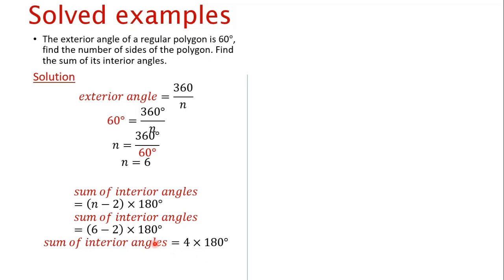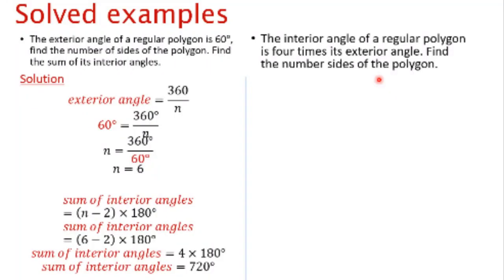Also, we know that the polygon has 6 sides. A 6-sided polygon has 4 triangles. So the sum of interior angles of a triangle is 180 degrees. We multiply that with the number of triangles we are forming from this polygon, which is 4. So 4 multiplied by 180 degrees gives us 720 degrees for the sum of interior angles of this polygon. Yes, very easy. Our last question.